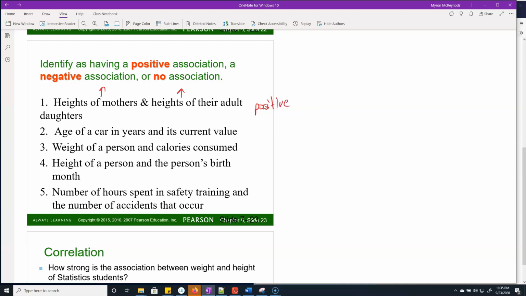What about the age of the car in years and its current value? So the control is the age of the car, and as the age of the car goes up, the current value is going to go down, so that has a negative association. The weight of a person and the calories consumed. The calories are the control, because eating the calories will change the weight of the person. So as the calories consumed go up, the weight of the person goes up. That is positive.